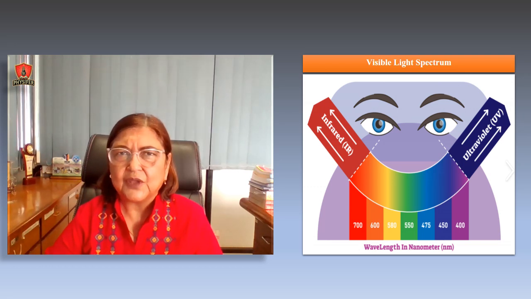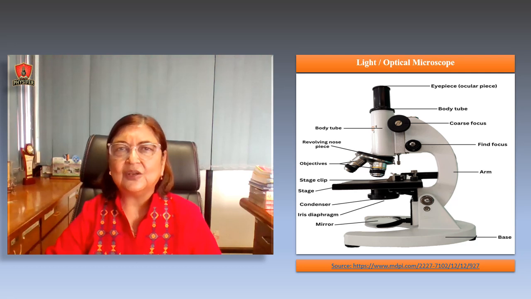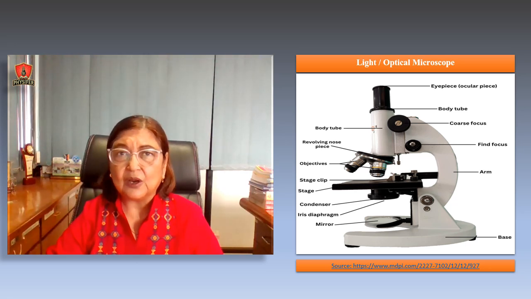The resolution of the optical microscope is limited by the wavelength of the visible light, which is in the range of 400 to 700 nanometers. Because of this, the smallest size which can be seen by an optical microscope is only around 200 nanometers. With this resolution, we can see objects like bacteria, biocells, and the organelles inside them, but we cannot see smaller structures like viruses or the individual molecules.